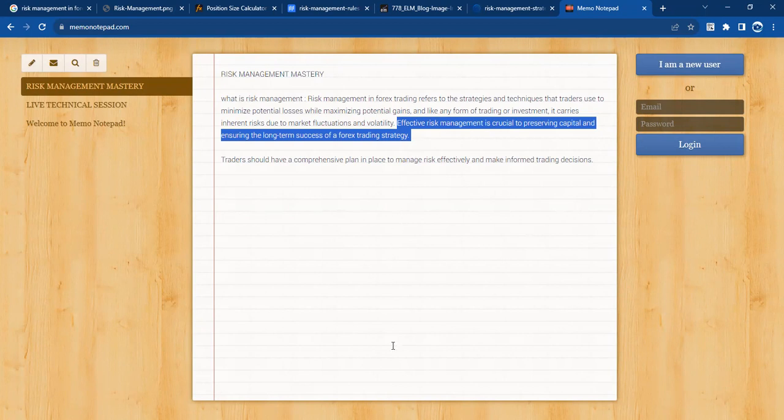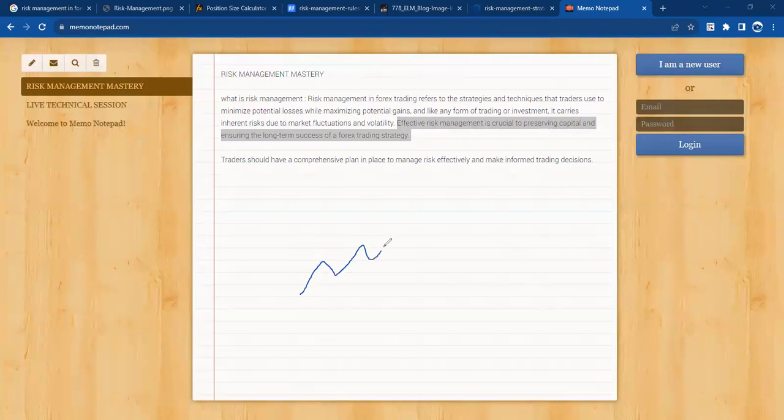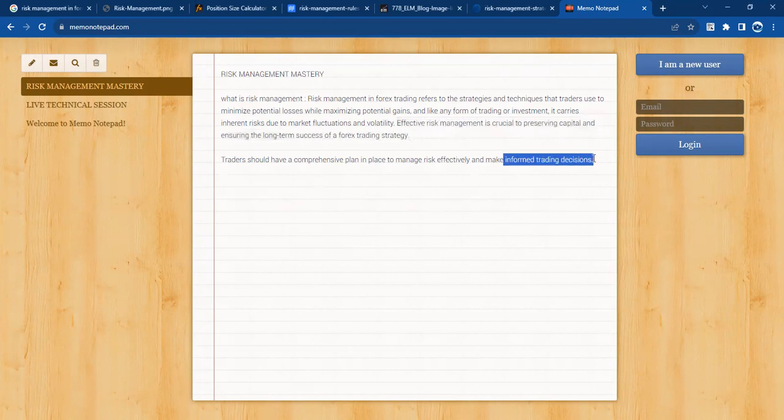So we do not want to have a roller coaster kind of growth. We want to have a smooth growth whereby we can see consistent wins over a long period of time. That's the kind of growth we would like to have in trading. So traders should have a comprehensive plan in place to manage risks effectively and make informed trading decisions. This is another keyword you need to pay attention to: make informed trading decisions.